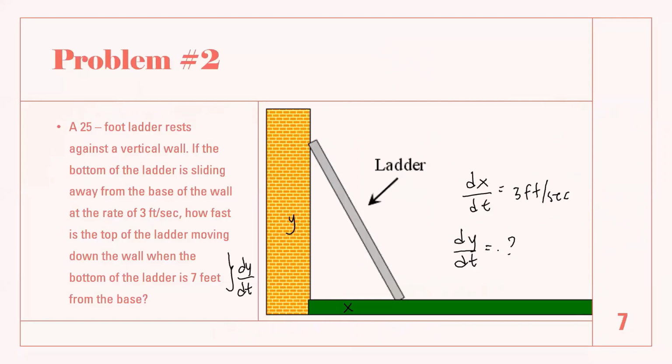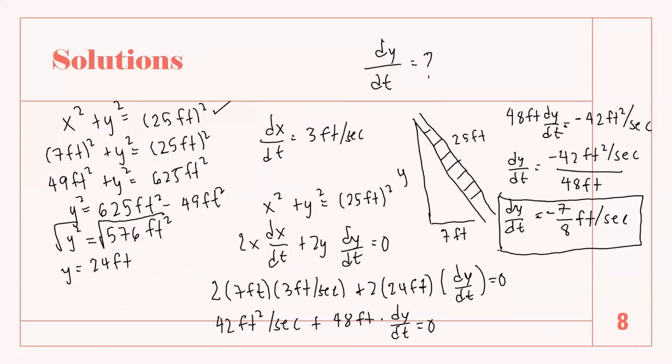So, we can conclude that the top of the ladder moves down the wall when the bottom of the ladder is 7 feet from the base at the rate of negative 7/8 feet over second. So, bale, nagdi-decrease siya kasi negative siya. So, pag nagsaslide kasi ang ladder, lalaki yan si X. Hahaba si X, pero iikli si Y kasi pabagsak nga si ladder.